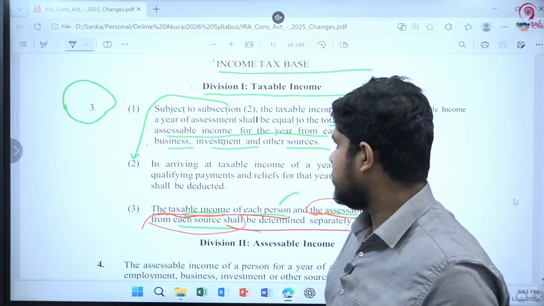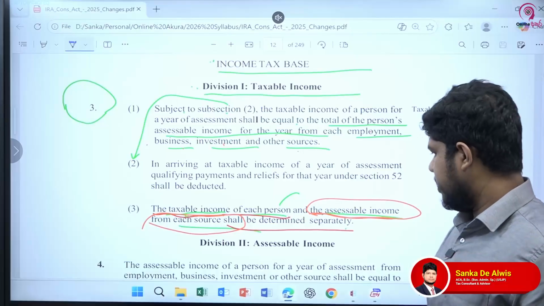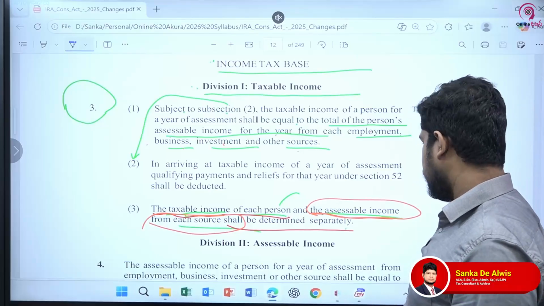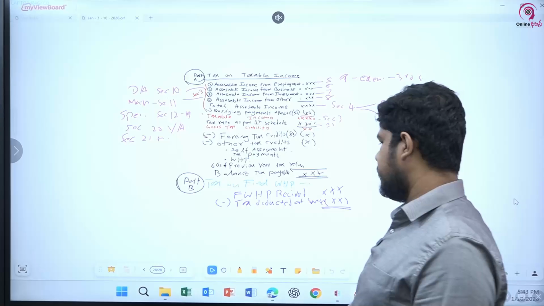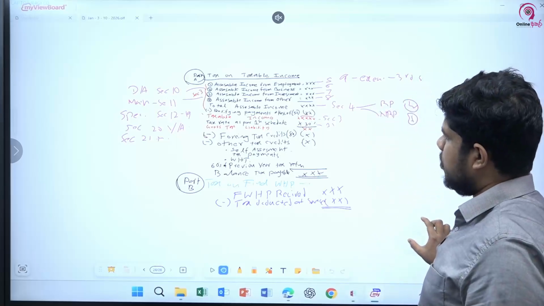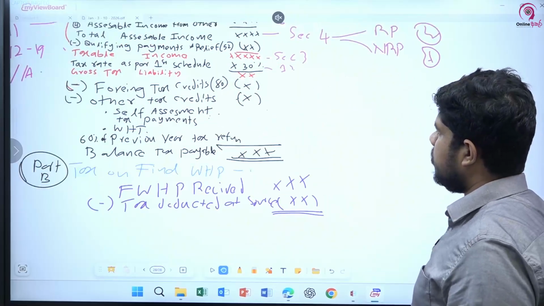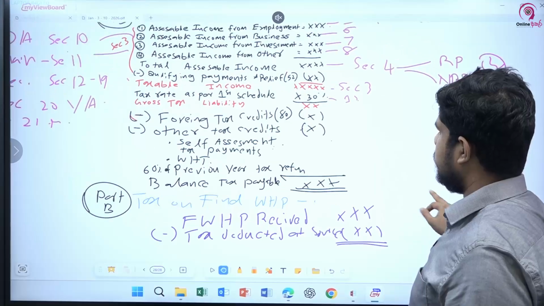So student, in the last session we discussed section 2, the charging section, and section 3, taxable income. Then we moved on to identify the format of tax computation. This is the format that you need to follow throughout this program, and from today onwards we'll add other sections into this.